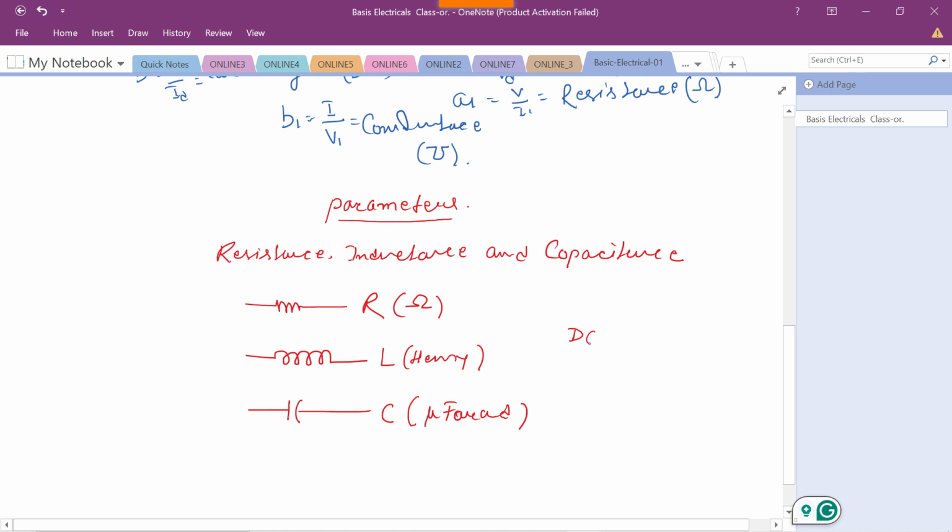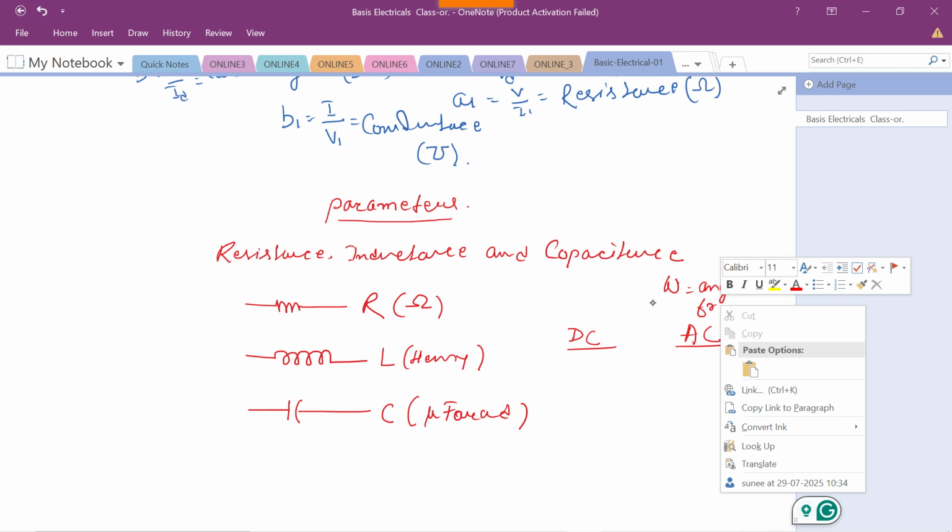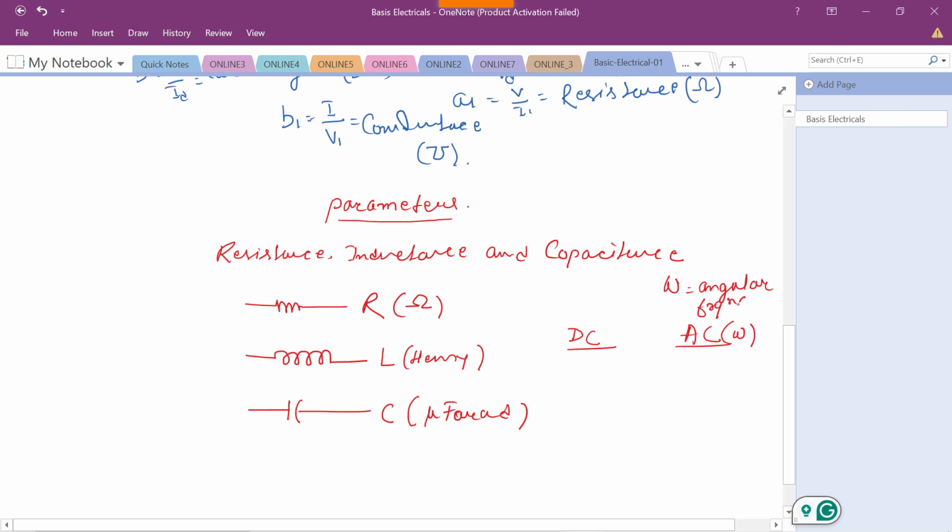In DC, the frequency is 0. In AC, there is some frequency that I assume here. This is the omega, and omega is equal to the angular frequency in radian per second. Then omega is equal to 2 pi f, where f is the frequency in hertz.